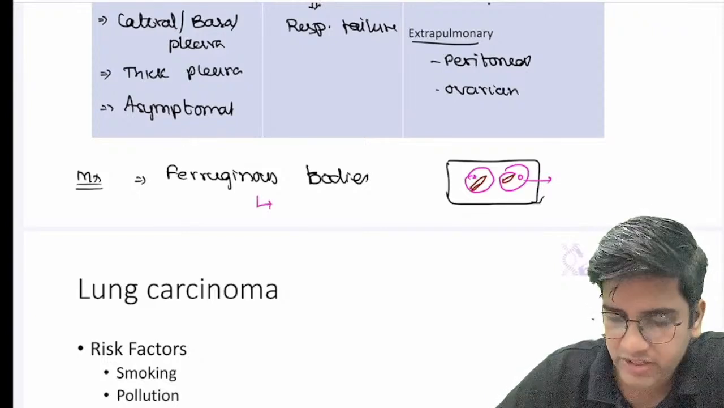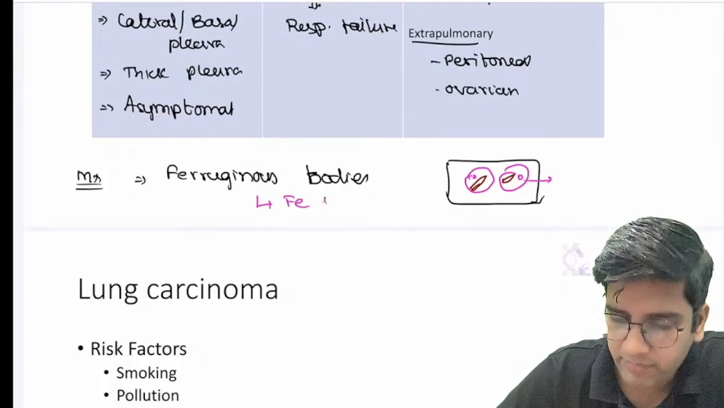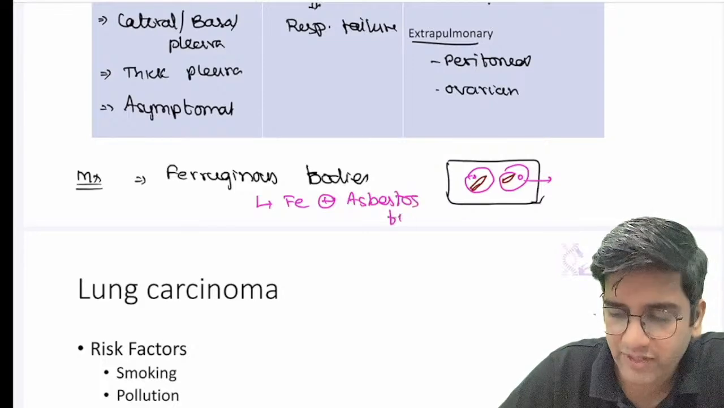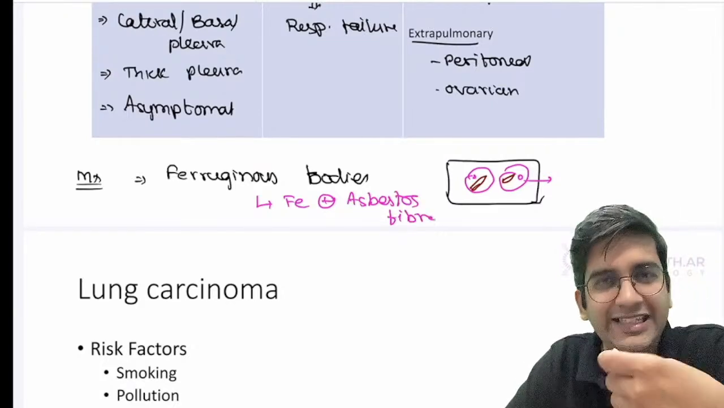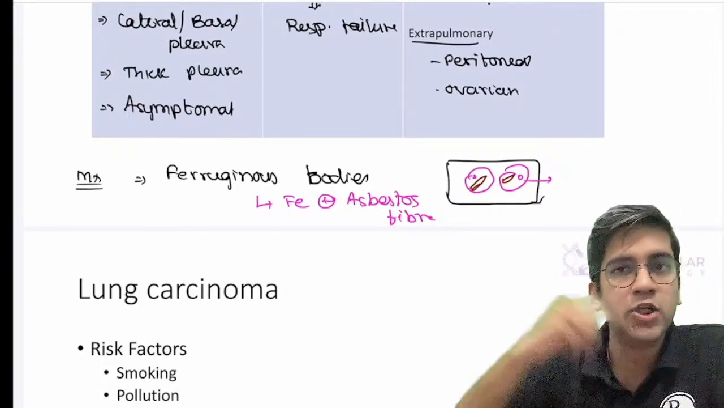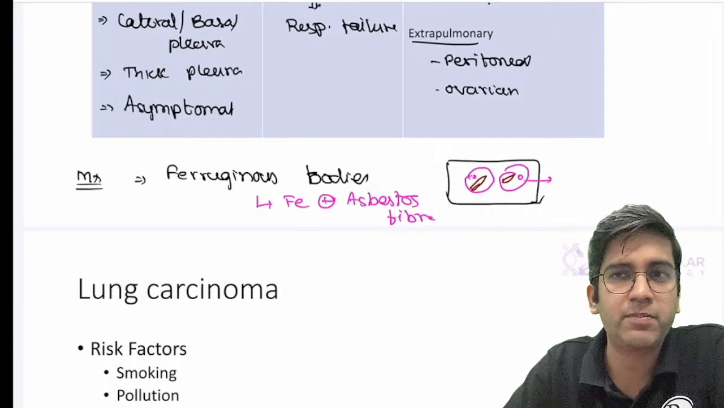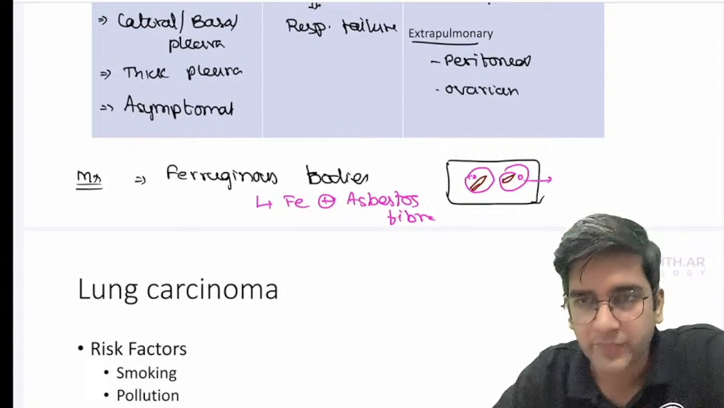And this ferruginous body is nothing but iron plus the asbestos fiber. Asbestos fiber is generally very transparent, right? It's a very thin fiber, right? You have iron coating the asbestos fiber. That's how the ferruginous body is formed. And obviously it's Prussian blue positive because it's made of iron. Fine.